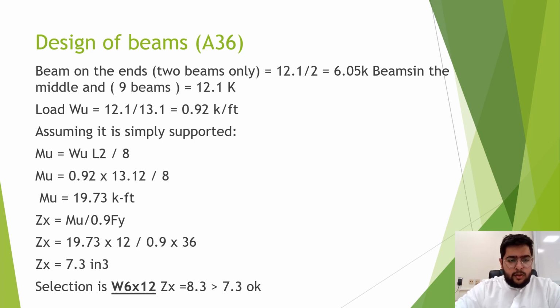When we assume that, we use the formula W ultimate times L squared over 8. After that we find M ultimate, which equals 19.73 kip-feet. After that we need to find the ZX, so we can select our section. After we found the ZX, we take the W6 by 12 section from the data sheet.